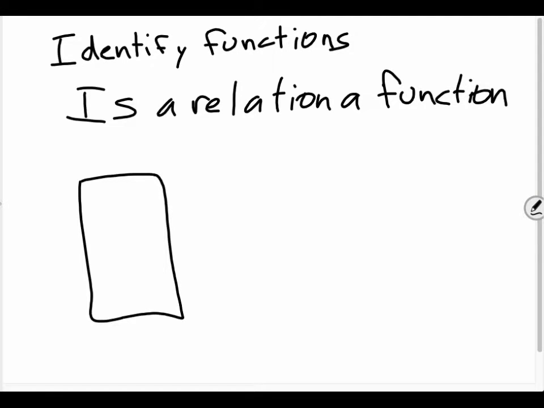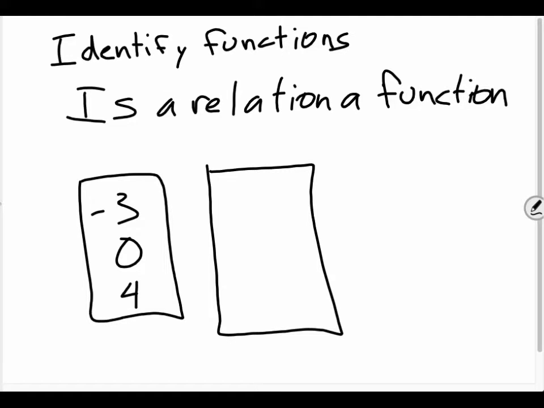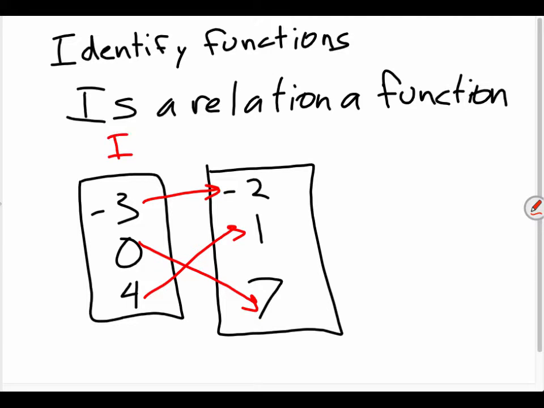So if I have the values -3, 0, and 4, and those values are mapped to -2, 1, and 7. Now here's the interesting thing. -3 is mapped to -2. 0 is mapped to 7. And 4 is mapped to 1, right? This is a function. Okay?